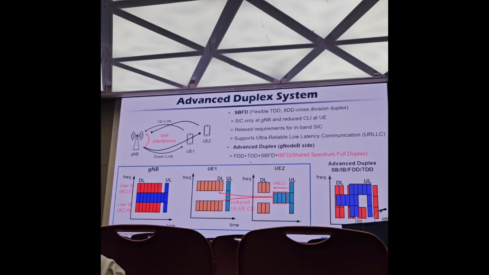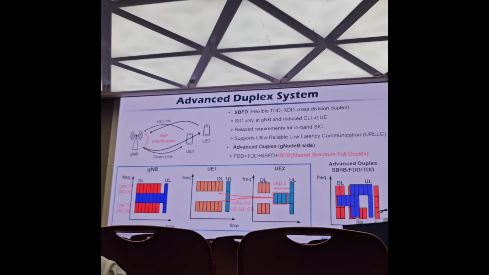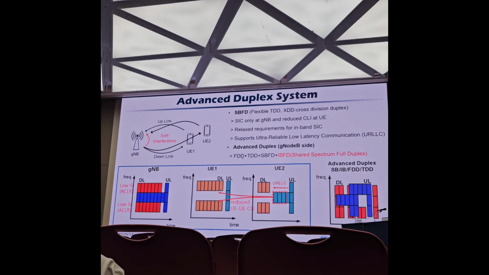And now people are saying advanced duplex. In this case, it combines everything together: FDD and TDD, sub-band duplex, and even in-band duplex. For the sub-band duplex side, they call in-band duplex shared spectrum duplex. So at some time, we will achieve this advanced duplex for communication.